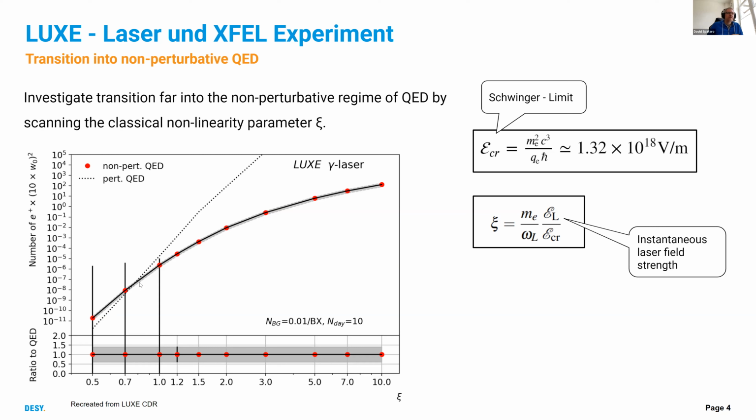So when Xi is of the order of 1 or higher, so in about this region, then there's a significant difference in the number of created positron and electron pairs between the prediction of the non-perturbative QED and the perturbative QED. And to test this hypothesis, it is crucial to reconstruct tracks with both a high efficiency and a low fake rate.